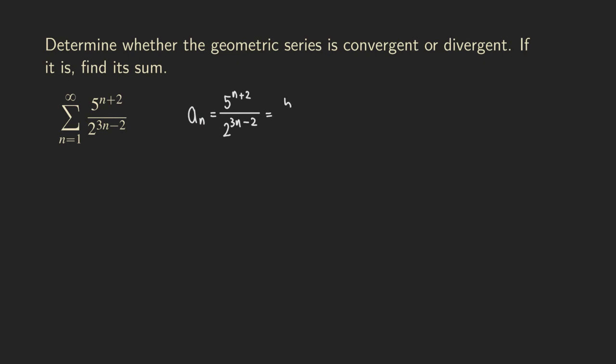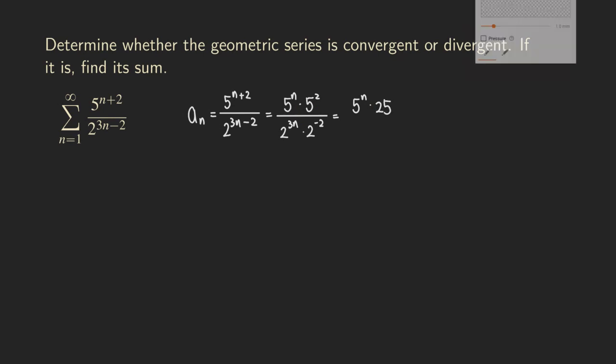So we have 5 to the n times 5 to the second power. Okay, we are just using the rules of exponents. And then in the denominator, we are going to get 2 to the 3n, right? Yes. And then times 2 to the minus 2. Okay, so let's continue. We have 5 to the n times this 5 squared is 25, right? So we just get the 25 here.